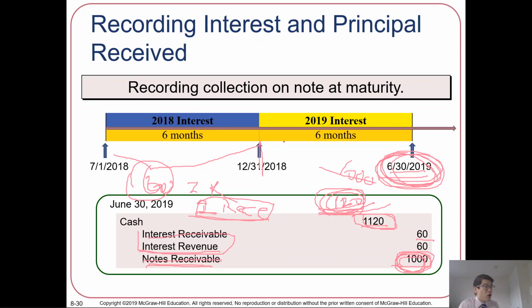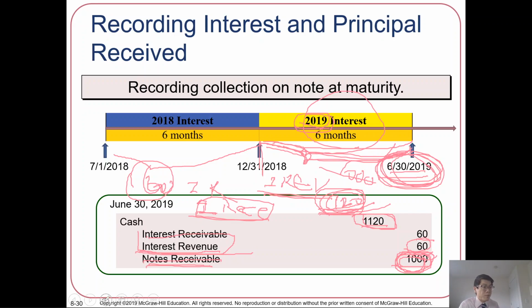And at the same time, for these 6 months in 2018, Julia used that $1,000 note, which means the interest for letting Julia use the money for the 6 months in 2019 is the interest revenue we earn from lending the money to Julia for the 6 months in 2018, and that becomes interest revenue of $60 for the year of 2019.